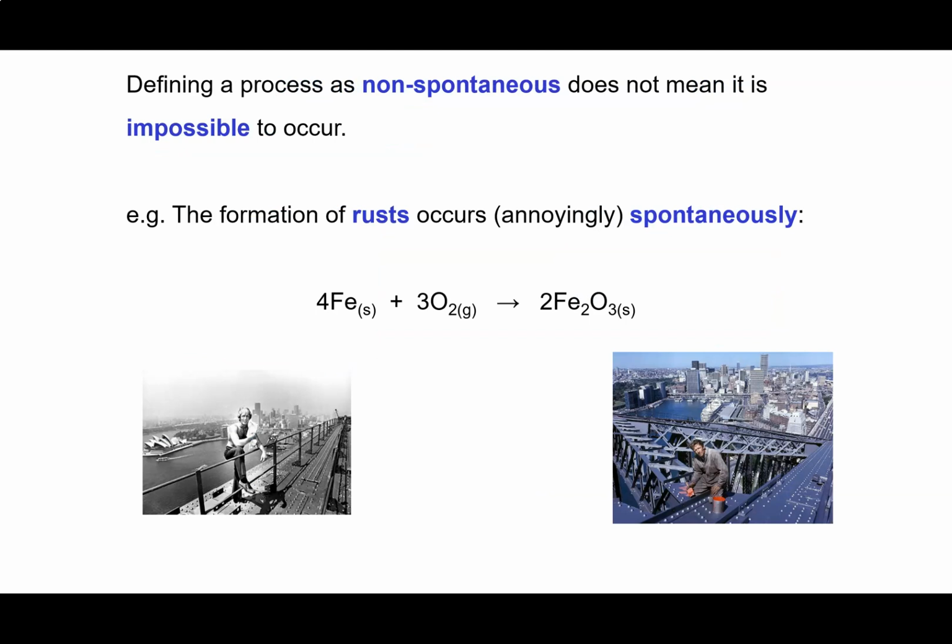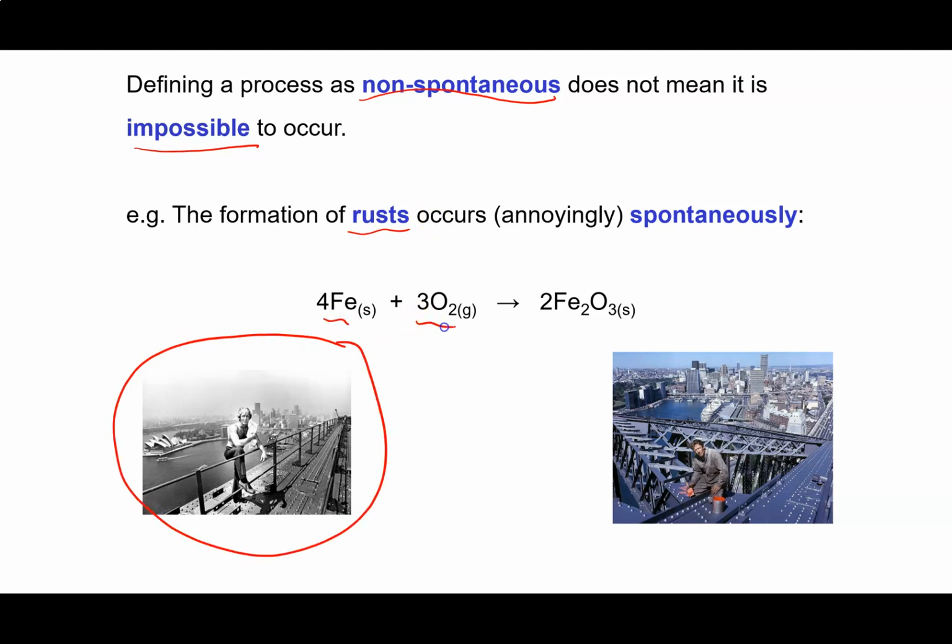As I mentioned previously, defining a process as being non-spontaneous doesn't mean that it's impossible for it to occur. For example, iron undergoes a reaction with oxygen to form rust spontaneously. That's why we have to paint bridges and things like that all the time. So iron will react with oxygen to form iron 3 oxide. This is a spontaneous process. That doesn't mean that the reverse process can't occur.